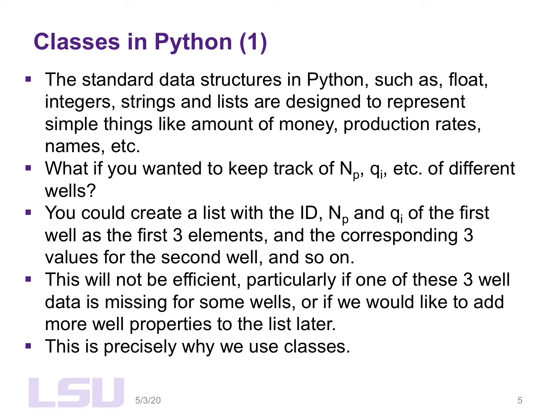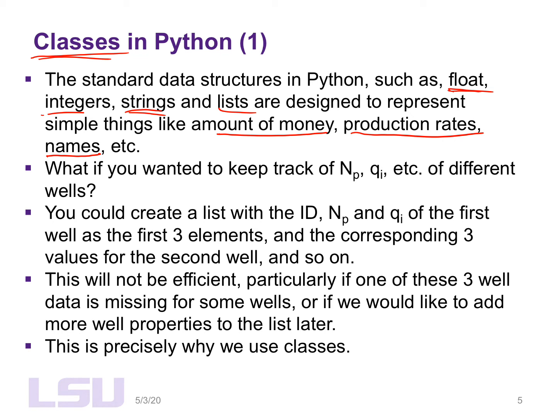Now we move on to some concepts in object-oriented programming, classes. So standard data structures in Python, like float, which you're familiar with now, integer, strings, list, are designed to represent simple things like amount of money, that will be float, production rates will be float, well names will be strings. These are very specific in what they do.